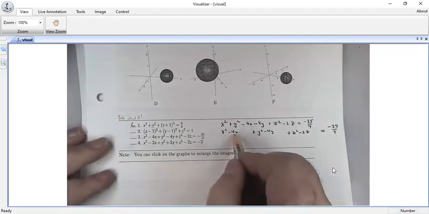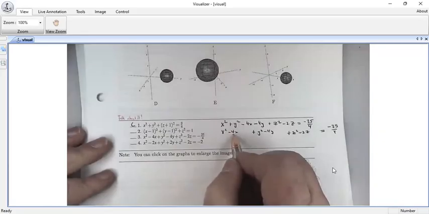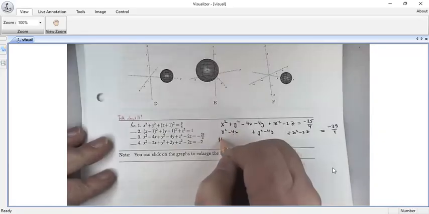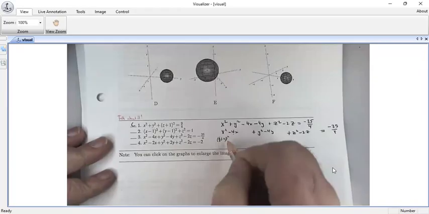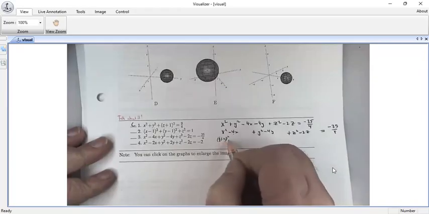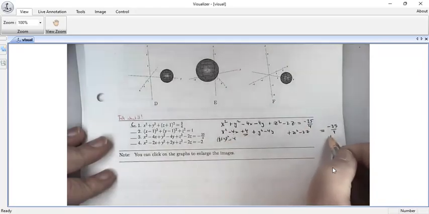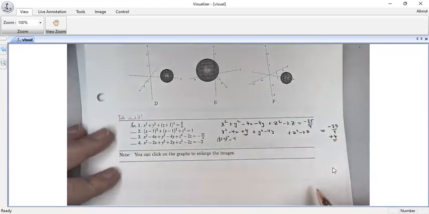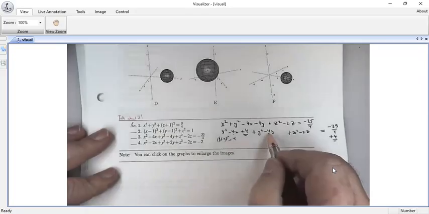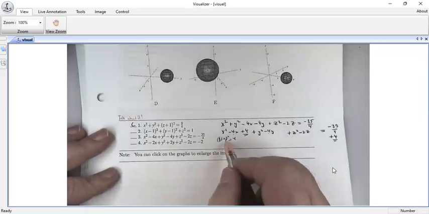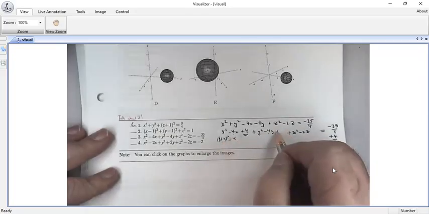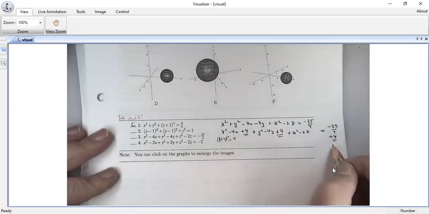So what you do to one side, you do to the other. So on the x's, the b term is -4. So you're going to take 1/2 of -4 and you're going to square it. Half of -4 is -2, squared is 4. So I'm going to add 4 to both sides. Same idea with the y's. The b term is -4 again. So half of that would be -2, squared is 4. So I'm going to add 4 again to both sides.